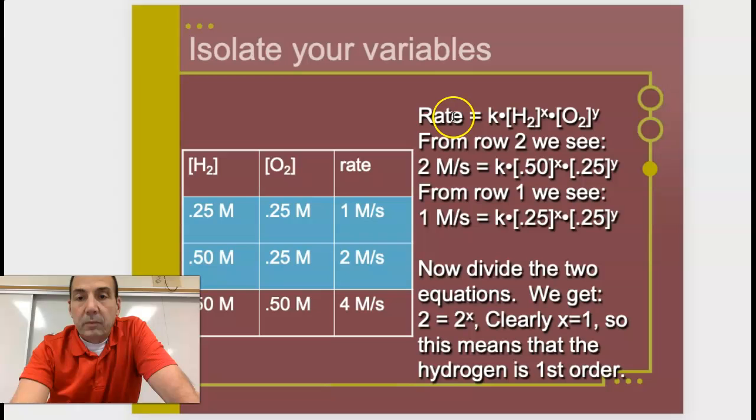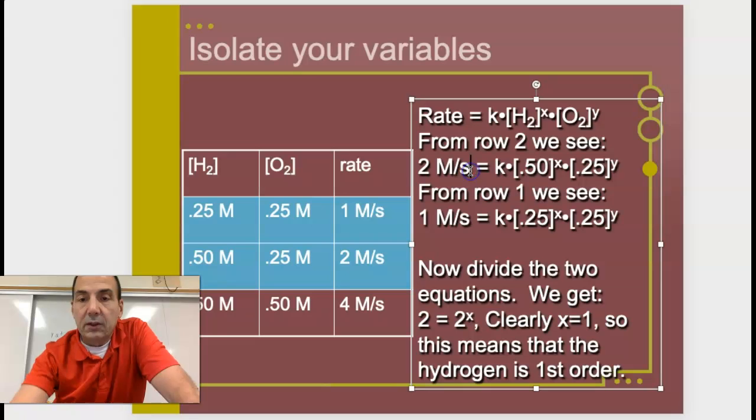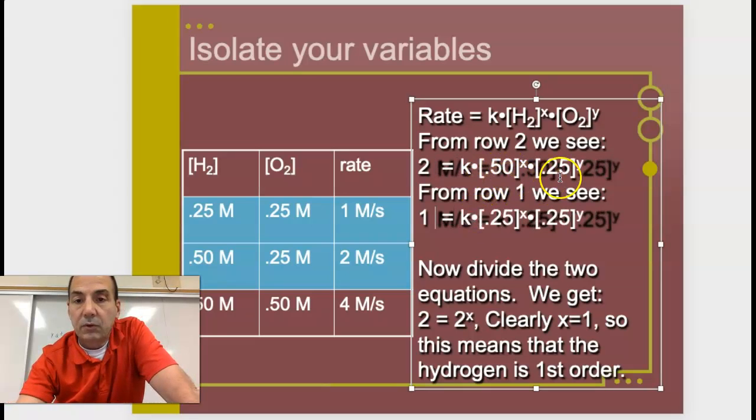Okay. We have our generic rate law. I know from row 2 that the rate is 2 molars per second. Hydrogen is 0.5 molars. I'm going to leave the units off for a second. Actually, let's just even take it out of here for the moment just to avoid any confusion.